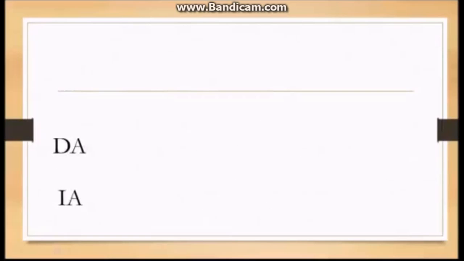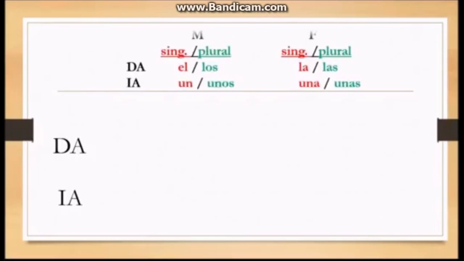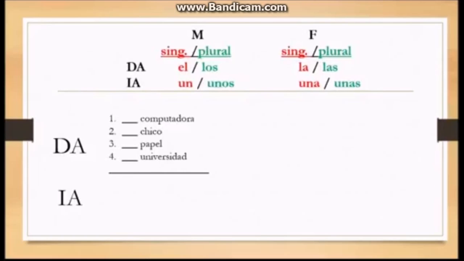Let's practice changing the number of both the article and the noun. DA is going to represent definite articles at the top, and IA at the bottom represents indefinite articles. Okay, so in number 1, we have a blank and computadora. In that blank, we need a definite article that agrees with the noun in gender and in number. How do we do that? We look at the word. Number 1 ends in ora.